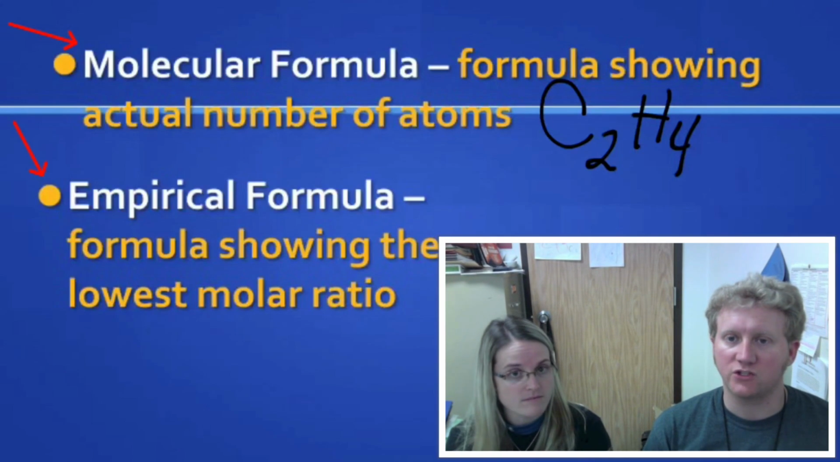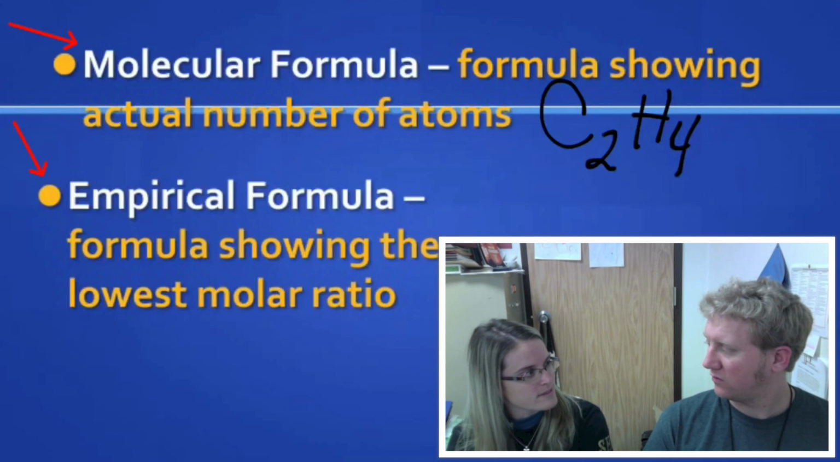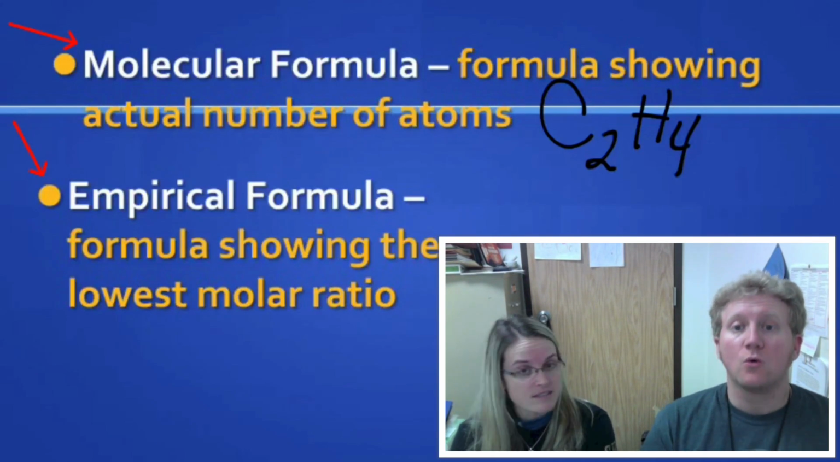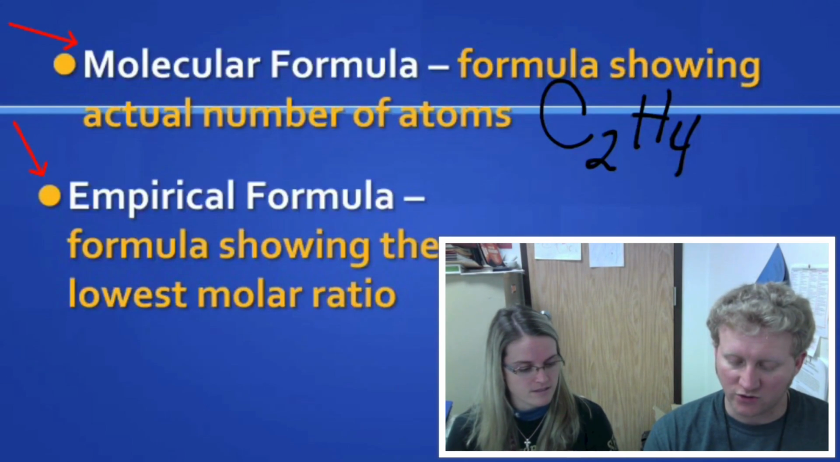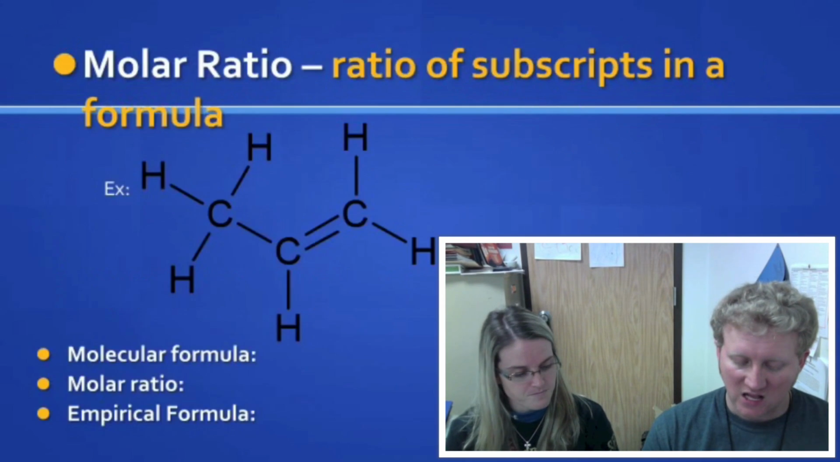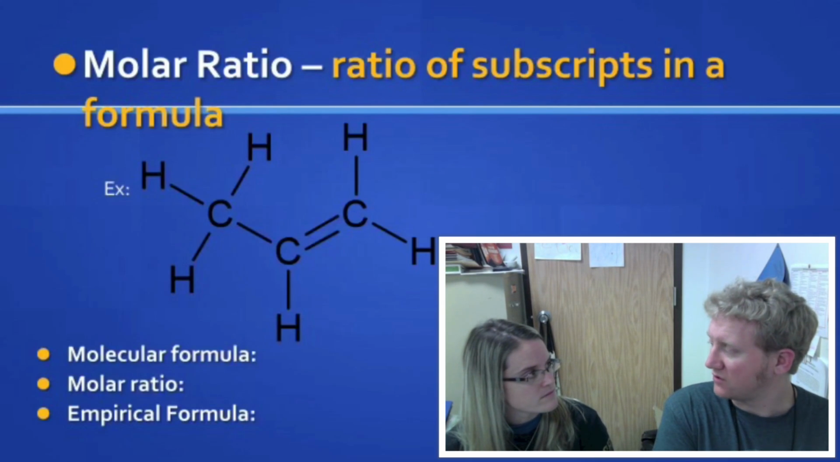Now we can take that idea and talk about the empirical formula, which is the formula that shows the lowest molar ratio. So does that mean I should reduce them if it's the lowest? Right, so we may want to reduce it. Now, before we get into that, the molar ratio is the ratio of the subscripts.